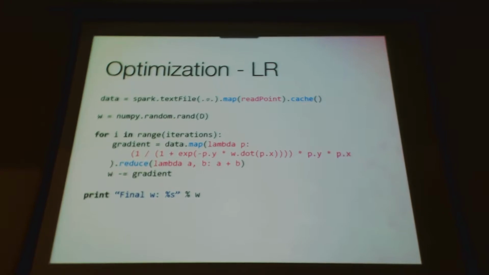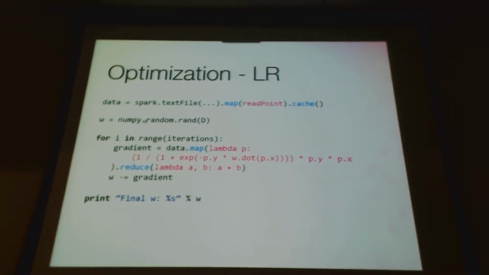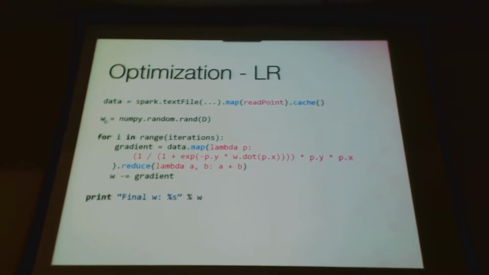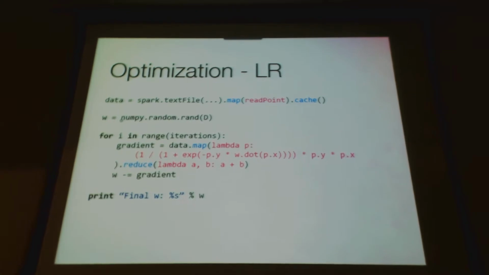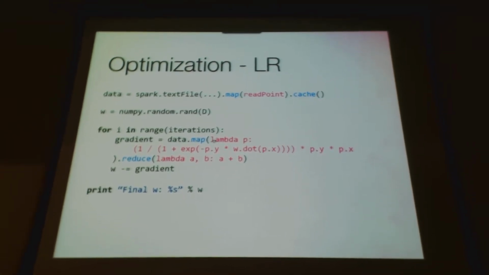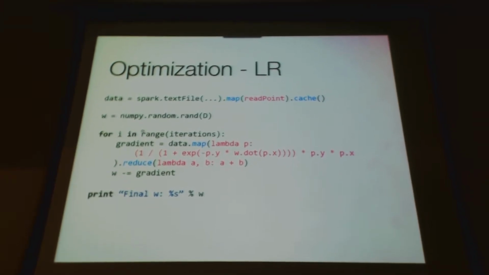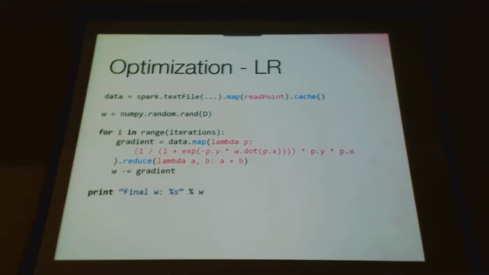First line simply reads in the data and caches it, so you have a distributed dataset. Second line is just generating the initial guess for the weights. And by the way, the pink is Python. So this is an example of Python. And then we're going to do gradient descent to optimize the logistic regression loss.